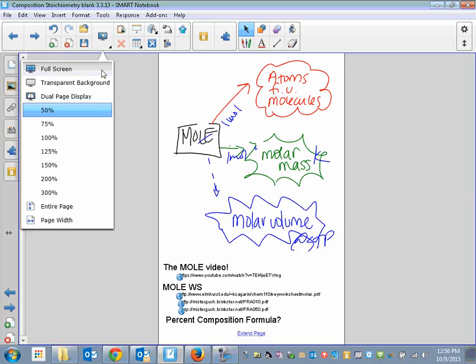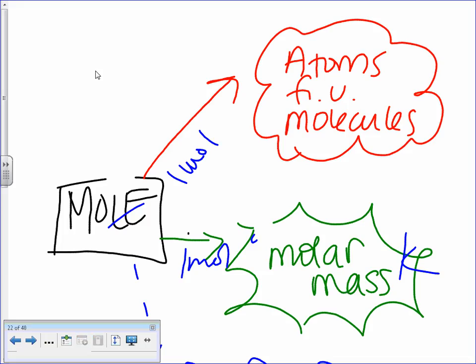Okay, what numerical relationship exists between moles and particles? Remember, particles come in three flavors: atoms, formula units, and molecules. Avogadro's number. And whenever you're converting from moles to the particles, does Avogadro's number go on top of the fraction or on the bottom?